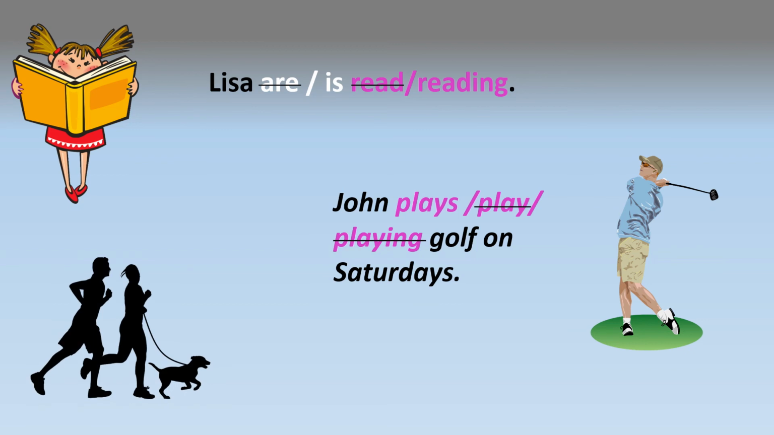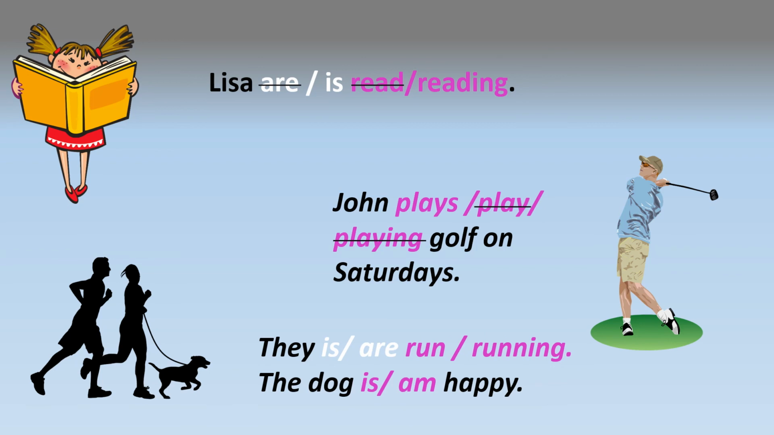In the next example, you could see two people and their dog. And you would say they, because there are two different people there, they are running. The action is happening right now. We can see it happening right now. The dog is happy because that is the dog's state. It's how he is feeling. So remember, when we speak about states, we are going to use a simple tense.